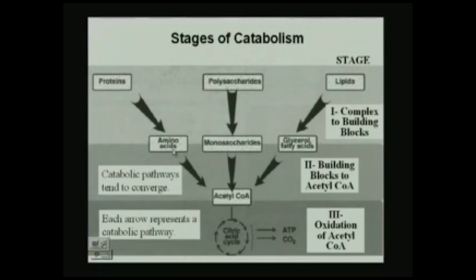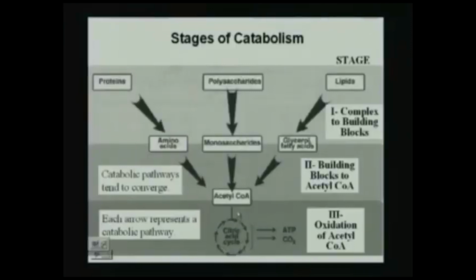Each of these is further broken down and converges to acetyl coenzyme A, which is an extremely important part of the catabolic pathway that is going to take you to the citric acid cycle, which requires the oxidation of acetyl coenzyme A. So basically what we're getting at is we are going to look at just this part here.